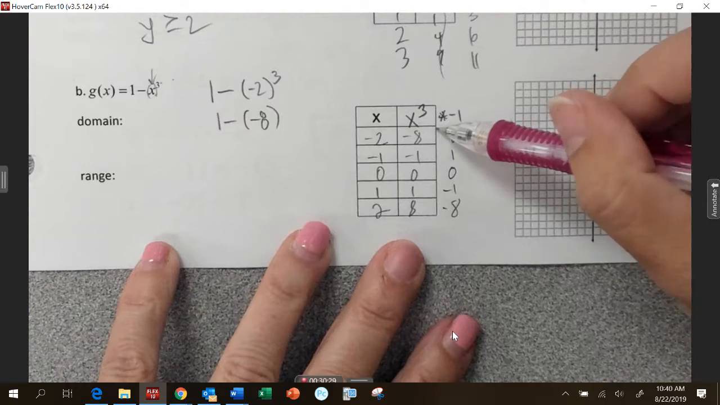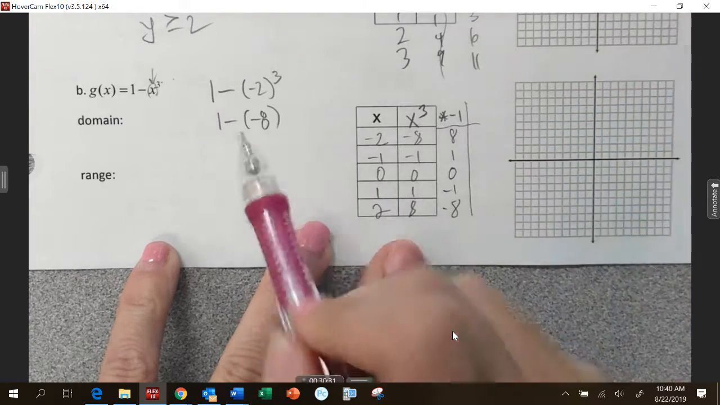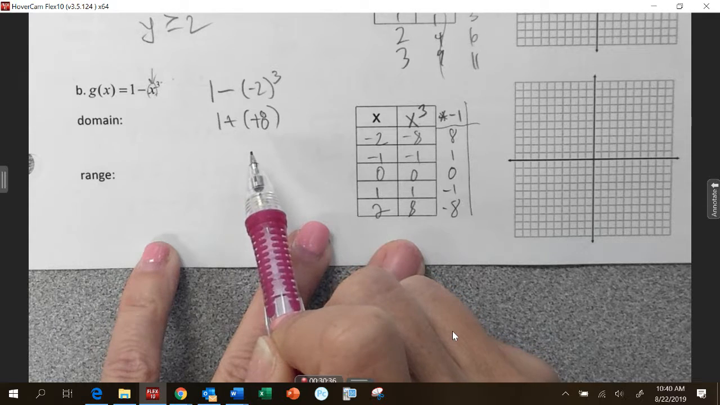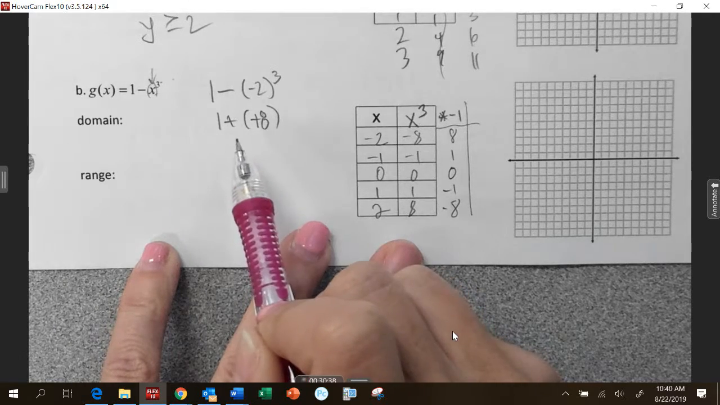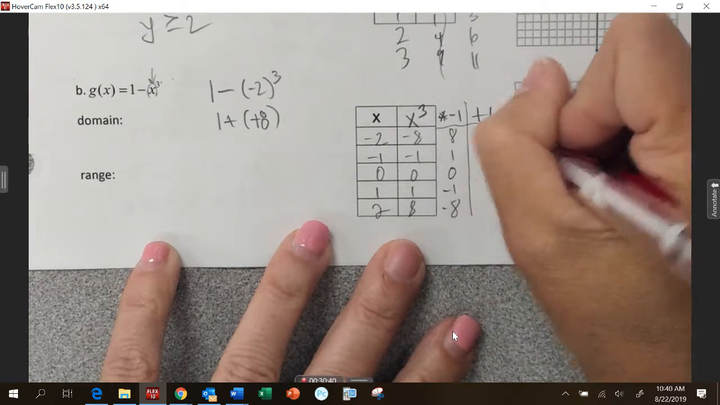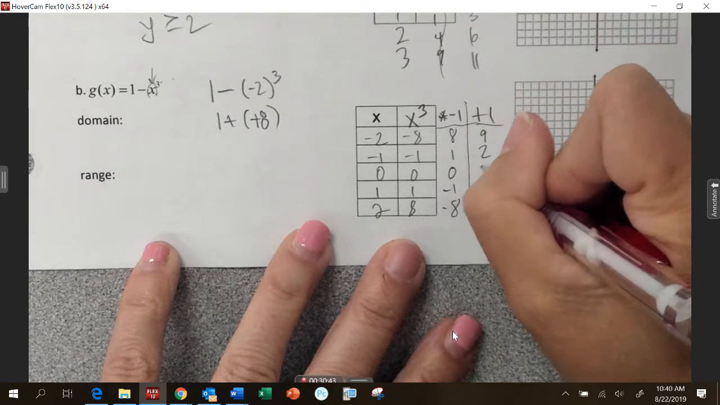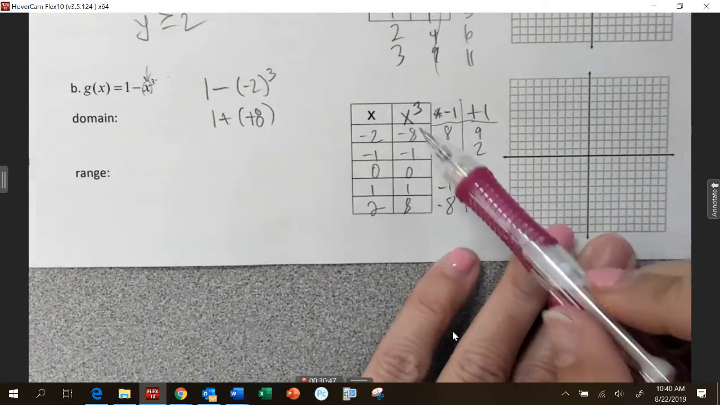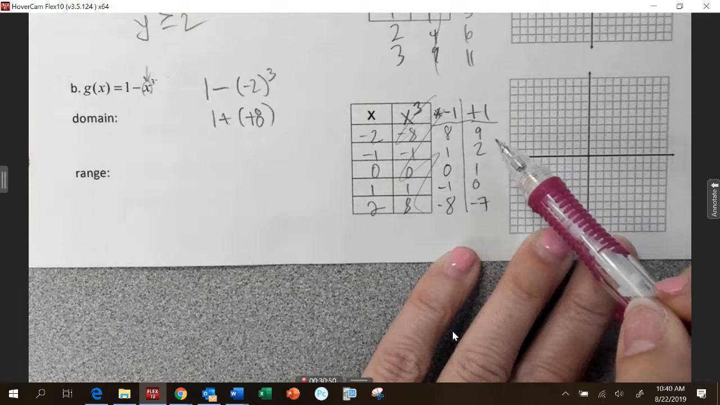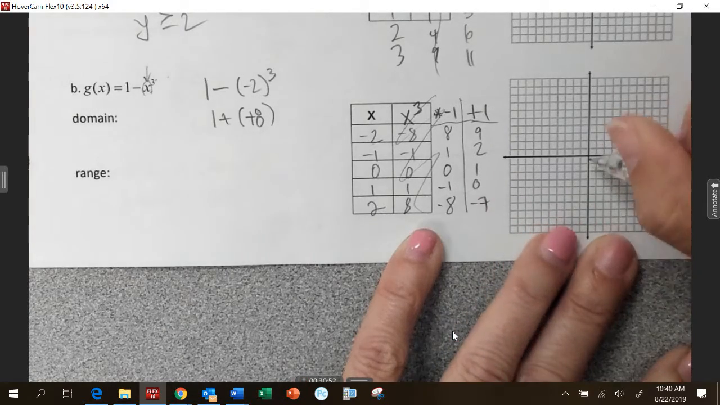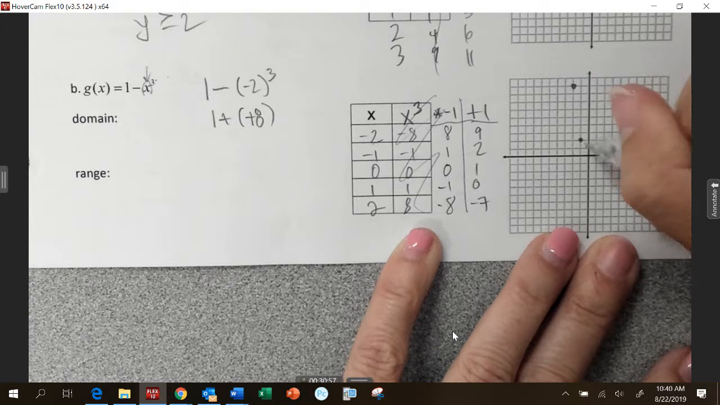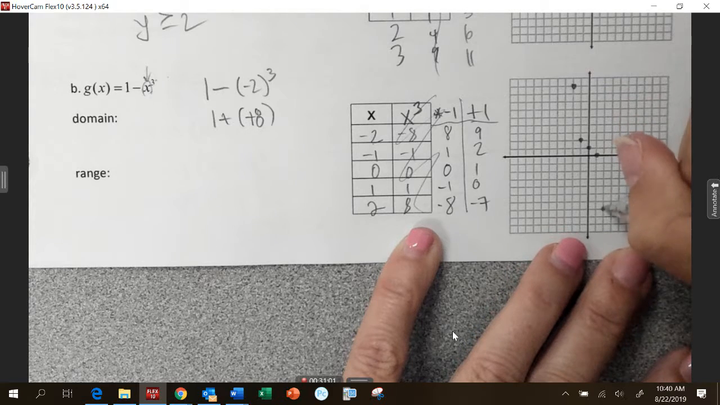Okay, so after I multiplied everything by negative 1, that's you changing this into positive, then what would we do? We would add the 1 to the 8. So that's what we're going to do. We're going to add 1. 9, 2, 1, 0, negative 7. What we graph is our x and our latest y. We're going to graph (-2, 9), (-1, 2), (0, 1), (1, 0), (2, -7).